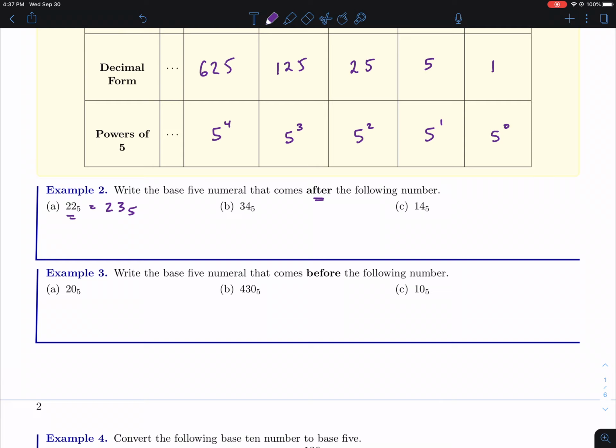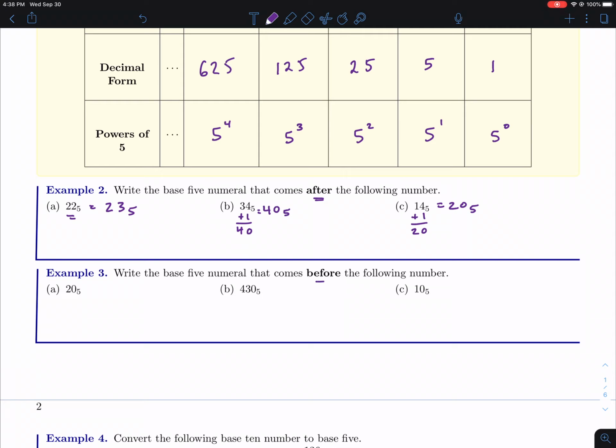So what number comes after 3 4 base 5? If I added 1 to this, that's going to change that 4 into a 0, and then I need to increase the 3 by 1. So this is going to become 4 0 base 5. And same thing with 1 4 base 5. If I increase it by 1, that's going to make that a 0. Increase the 1 by 1, so that's going to give me a 2 0. So in this case, 2 0 base 5.